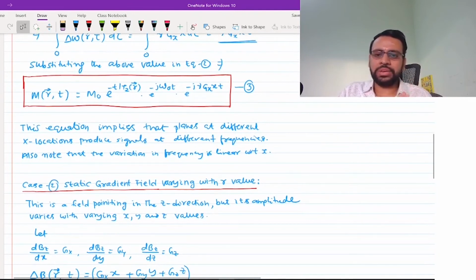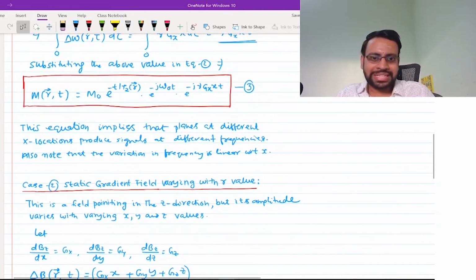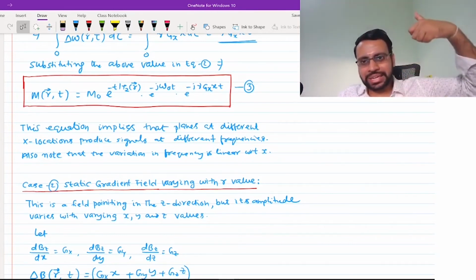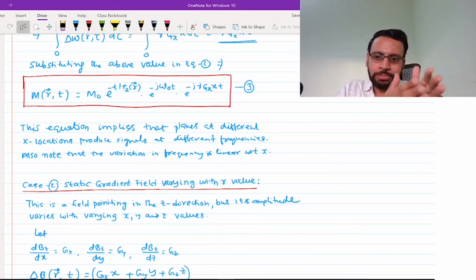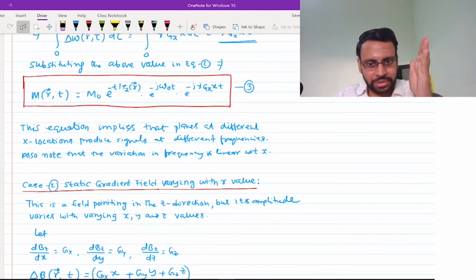So what it is telling you is the planes at different x locations, you could call them yz planes if you wanted, because x is constant there, produce signals at different frequencies. So that's how you would be getting, further you make certain modifications to your whole process while you are giving the RF signal itself, so that this gets excited, you will be exciting that particular field, and that's how you would get response from that particular slice. So this equation implies that planes at different x locations produce signals at different frequencies.